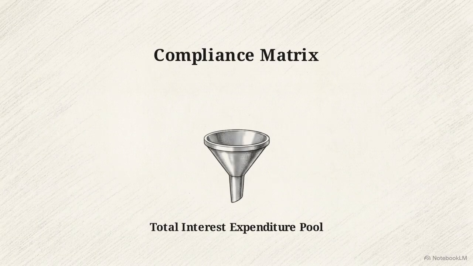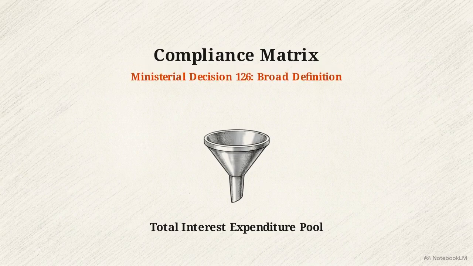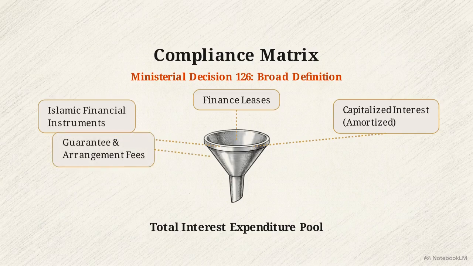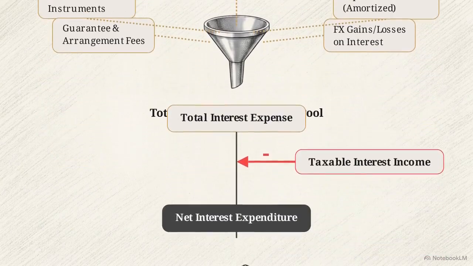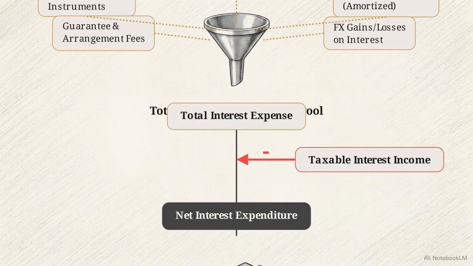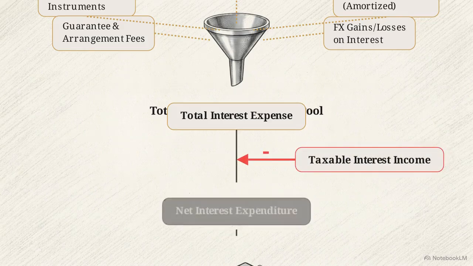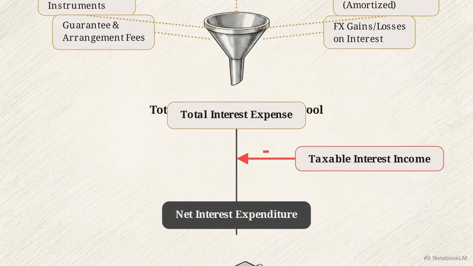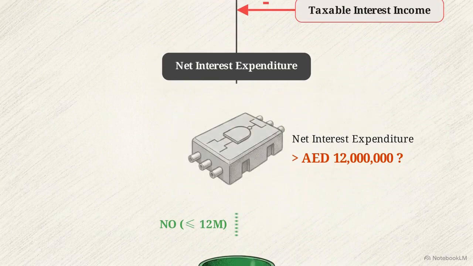We start at the very top by defining the entity's total interest expenditure pool as outlined in Articles 1 and 29. Under Ministerial Decision 126, interest is defined broadly. It extends well beyond standard commercial bank loans to include the profit components of Islamic financial instruments, the finance elements of non-finance leases, and capitalized interest amortized over time. It also sweeps in associated costs, like guarantee and arrangement fees, as well as foreign exchange gains or losses specifically tied to that interest.